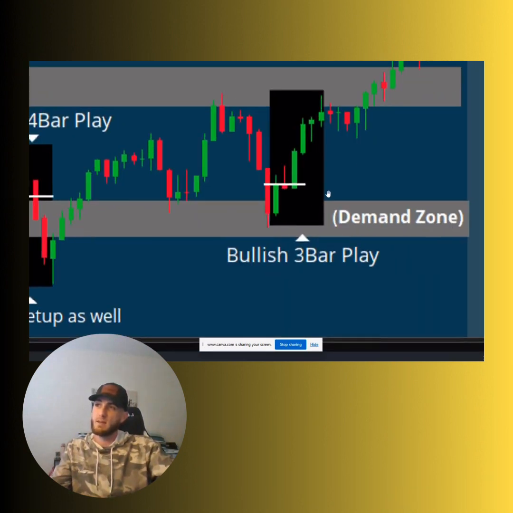And then one last example, this one is a bullish bar play. We bounce in demand here. This is a great high probability setup. We have the dividing bar. And what I like about this dividing bar is it has a large upper wick. That's the direction we're looking to play this 3 bar play to.